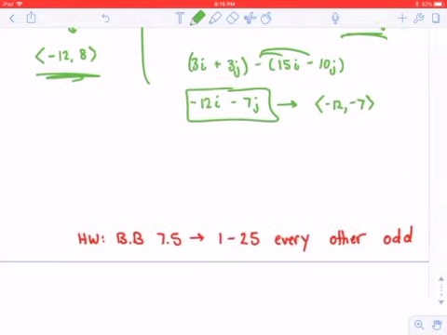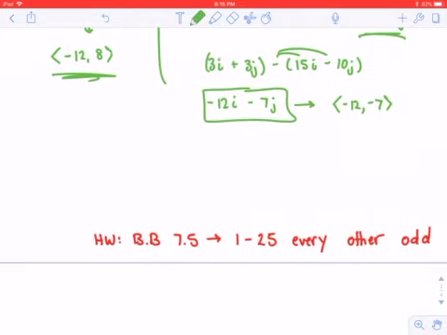Here's your homework for this. And again, a lot of this is just kind of repetitive, getting used to the process. So I just gave you every other odd here, just so you can see a little bit of each scenario that you might possibly see. So this is Blue Book 7.5. Again, 1 through 25, every other odd means 1. Skip 3, do 5. Skip 7, do 9, and so on.